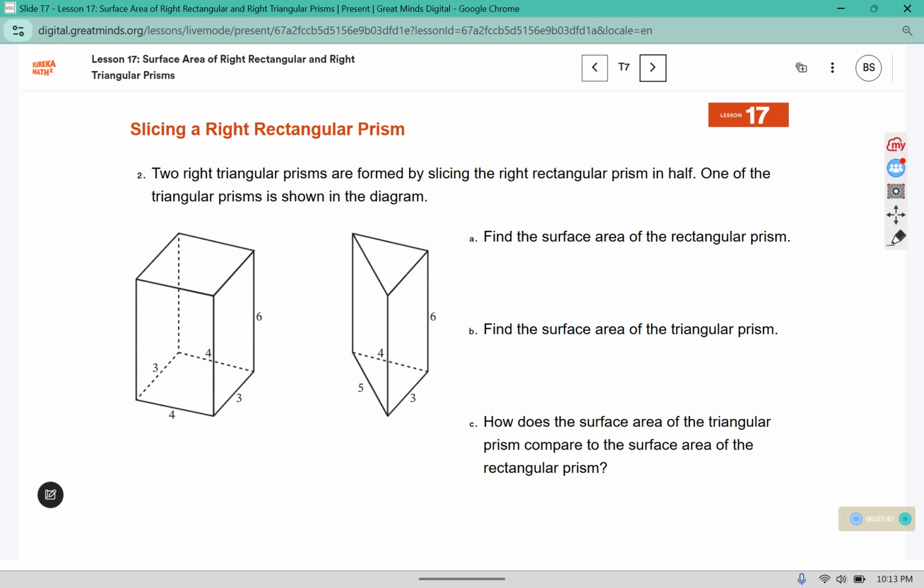Here it says 2 right triangular prisms are formed by slicing the right rectangular prism in half. One of the triangular prisms is shown in the diagram. Find the surface area of the rectangular prism. Like I mentioned earlier, I like to write down the pieces that I have. So for example, the front, the back, the left and right, and the top and bottom.